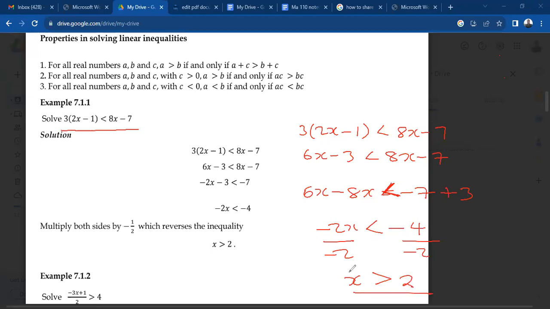So you are done. If I told you to present your answer on a number line, the number line will look like this. You put your 0 here, you put your 2 there, then label. The shaded region is x is greater than 2. So this is how it will look on a number line, going to the positive because we are saying greater than 2.